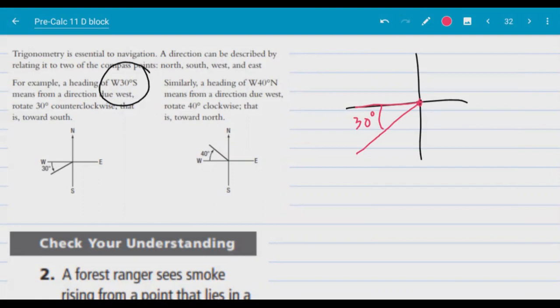The same idea applies with this one: if it was west 40 degrees north, you will go west, and then you go up 40 degrees. Now be careful, you're always talking about a measurement of an angle that starts from the horizontal axis, because in this case it's always talking about west or east.